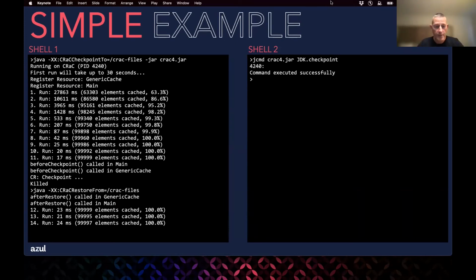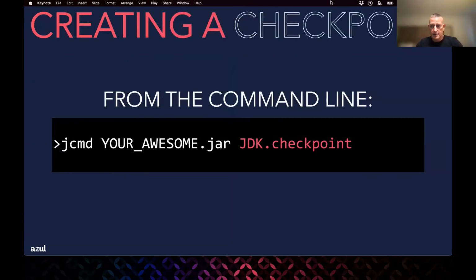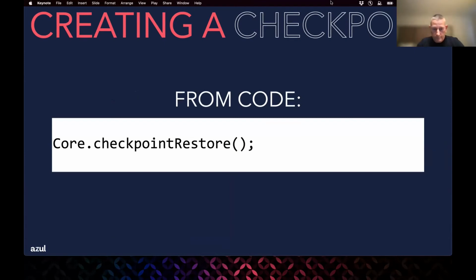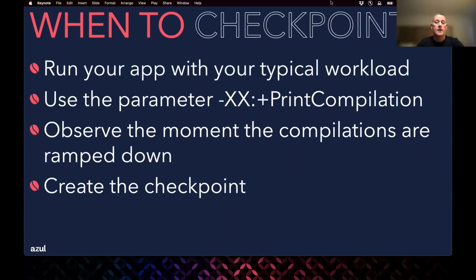That's the main idea. Okay, I already said we can create a checkpoint using jcmd. You can run it with your jar file or with the PID, or you can use it from code. And I already said, yeah, the name of the method might be a little bit misleading. It does just the checkpoint. It doesn't do the restore here, right? It's just that the method is called checkpointRestore.